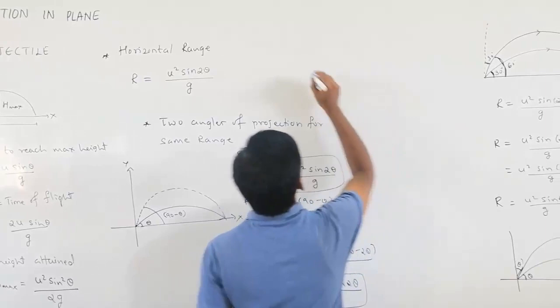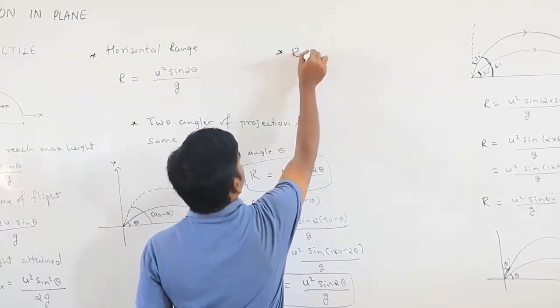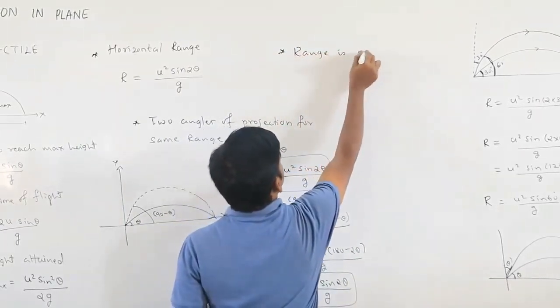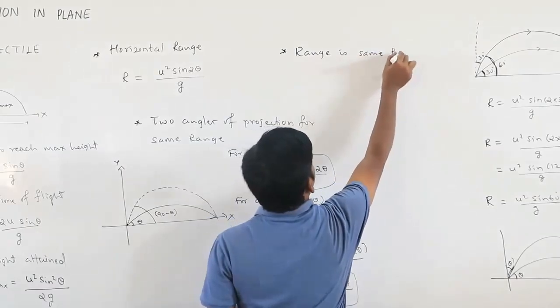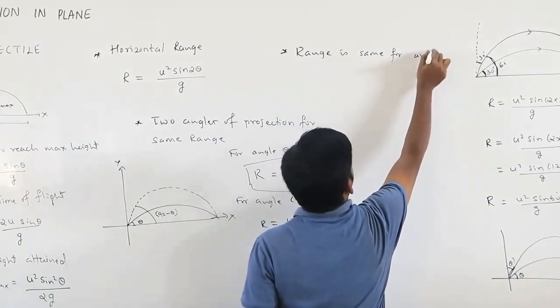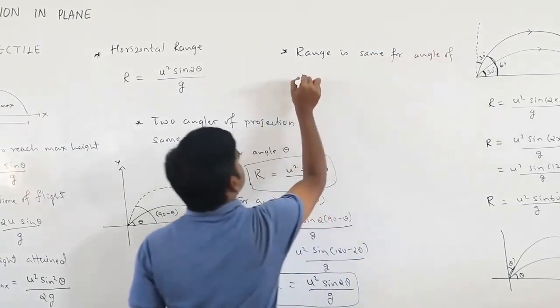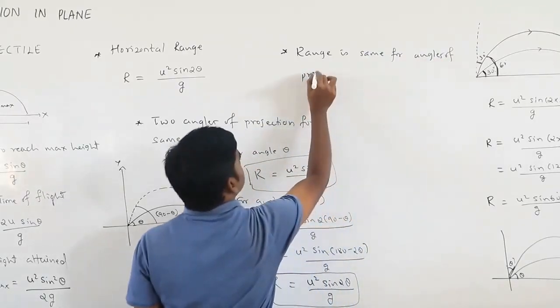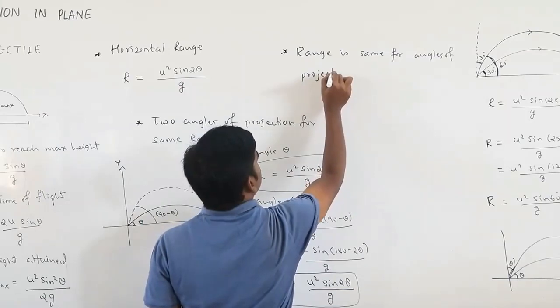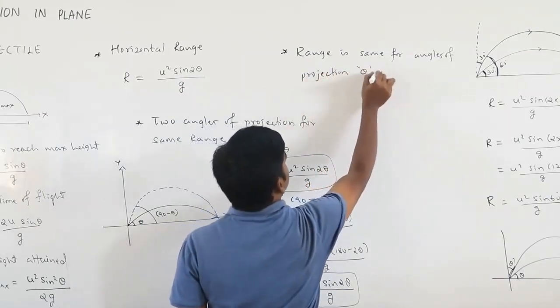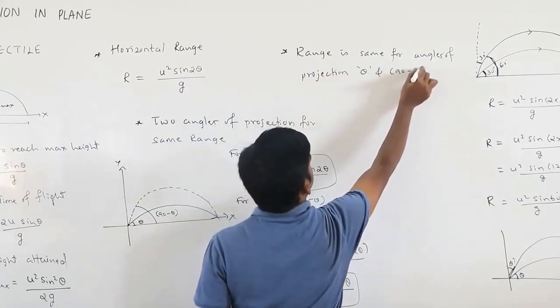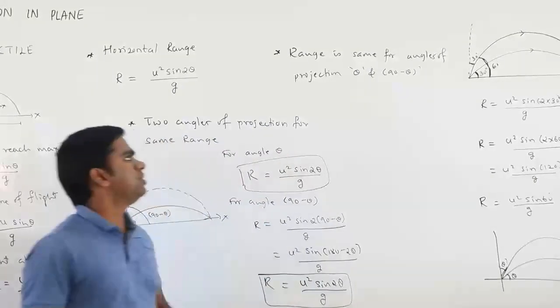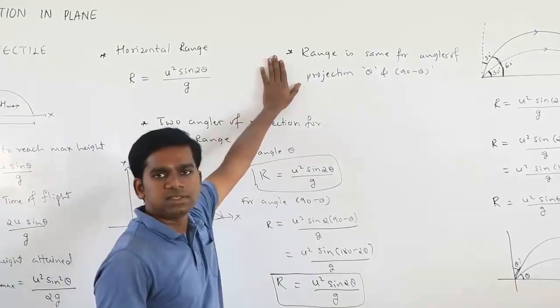angles of projection theta and 90 minus theta. Okay, so for these two angles the range is the same.